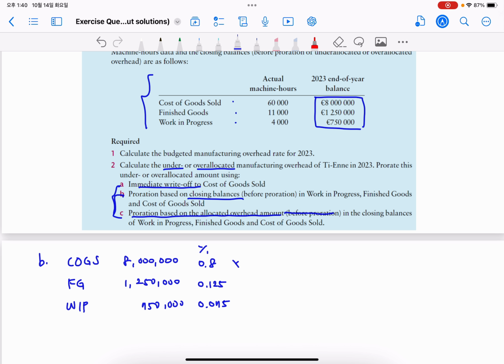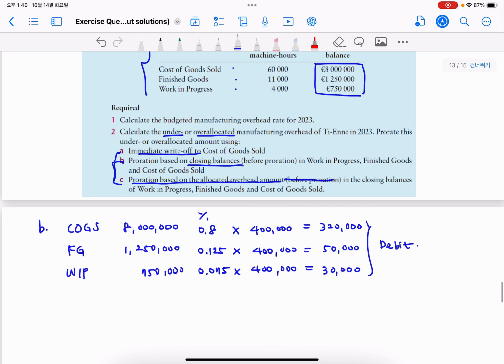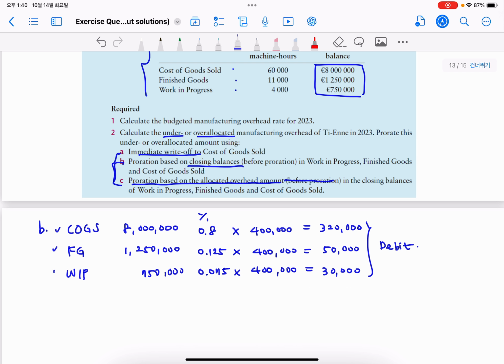Then remember the underallocated amount was 400,000 euros. So we need to multiply each by 400K. Then we will come up with the numbers: 320,000, 50,000, and 30,000. So basically, we need to debit these amounts to increase each of the accounts further.